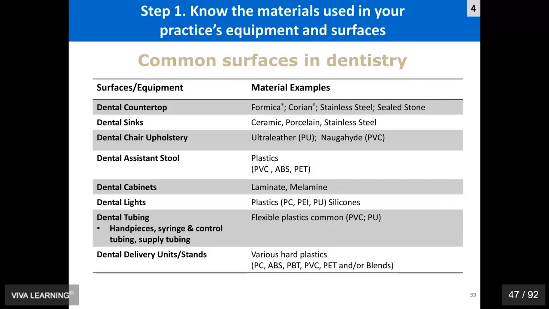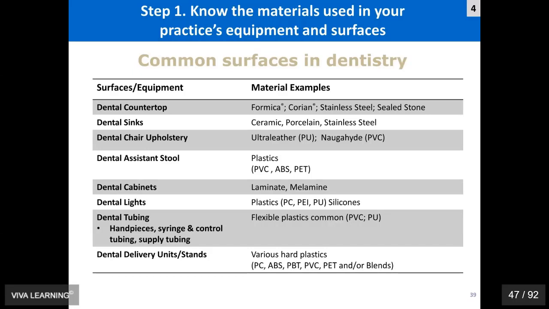This is a good list because you might not realize exactly what some of these things are made of. You're talking about countertops could be Formica, Corian. Some are stainless steel, sealed stone. Sinks are obviously ceramic, porcelain, stainless steel. Dental upholstery and dental chairs tend to be plastics like ultra leather, naga hide, containing, for example, PVC, ABS, or PET. And of course, dental lights are made of plastics. Dental cabinets are typically laminates. Dental tubing is typically PVC. And your dental delivery units are typically made of a variety of different plastics.